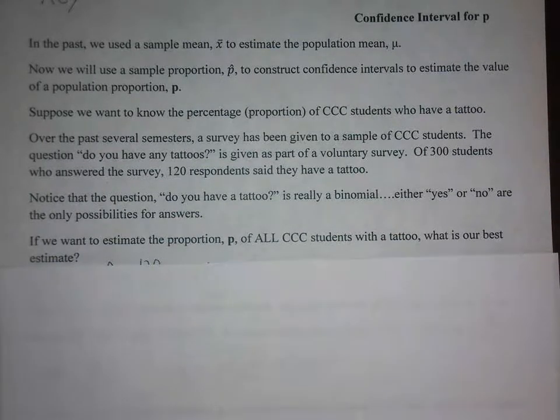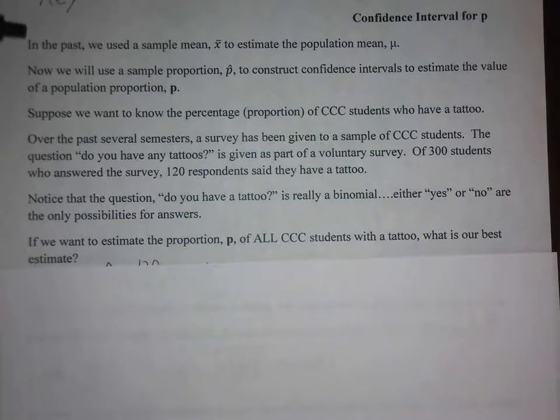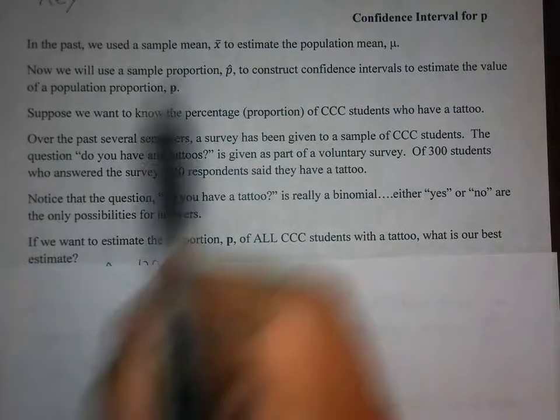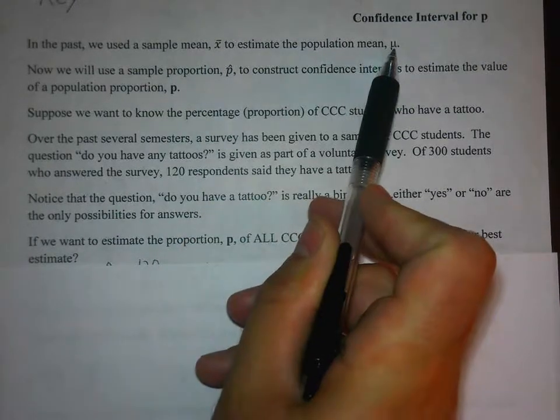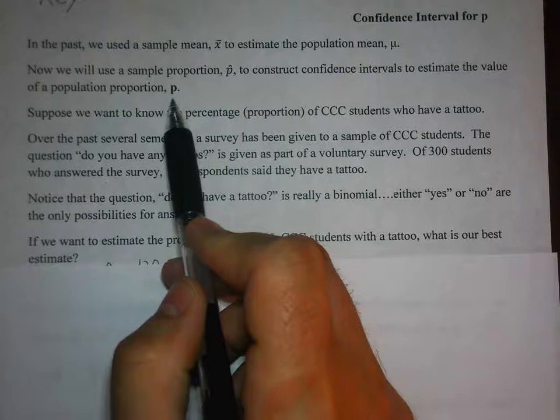Here we're going to look at confidence intervals for P, a population proportion. In the past, we used the sample mean x bar to estimate the population mean mu. Now we use the sample proportion p hat to construct confidence intervals to estimate the value of a population proportion p. So instead of using x bar to estimate mu, we're using p hat to estimate p.